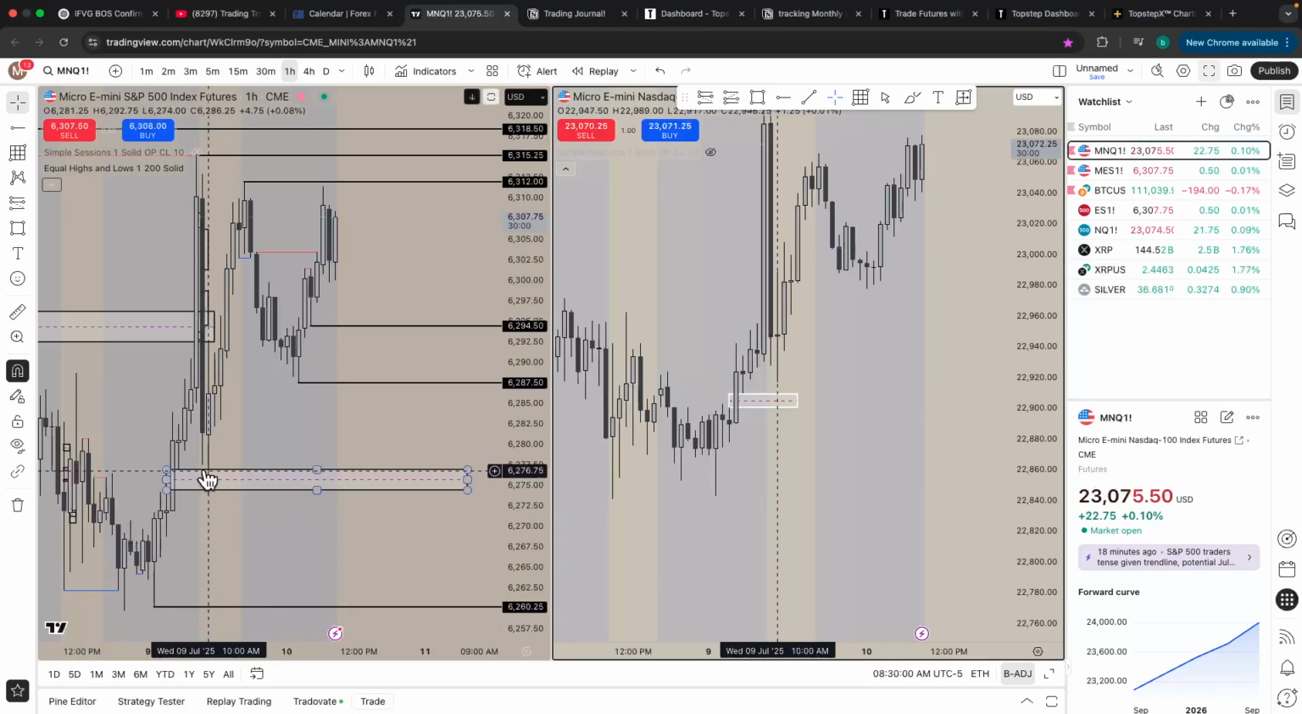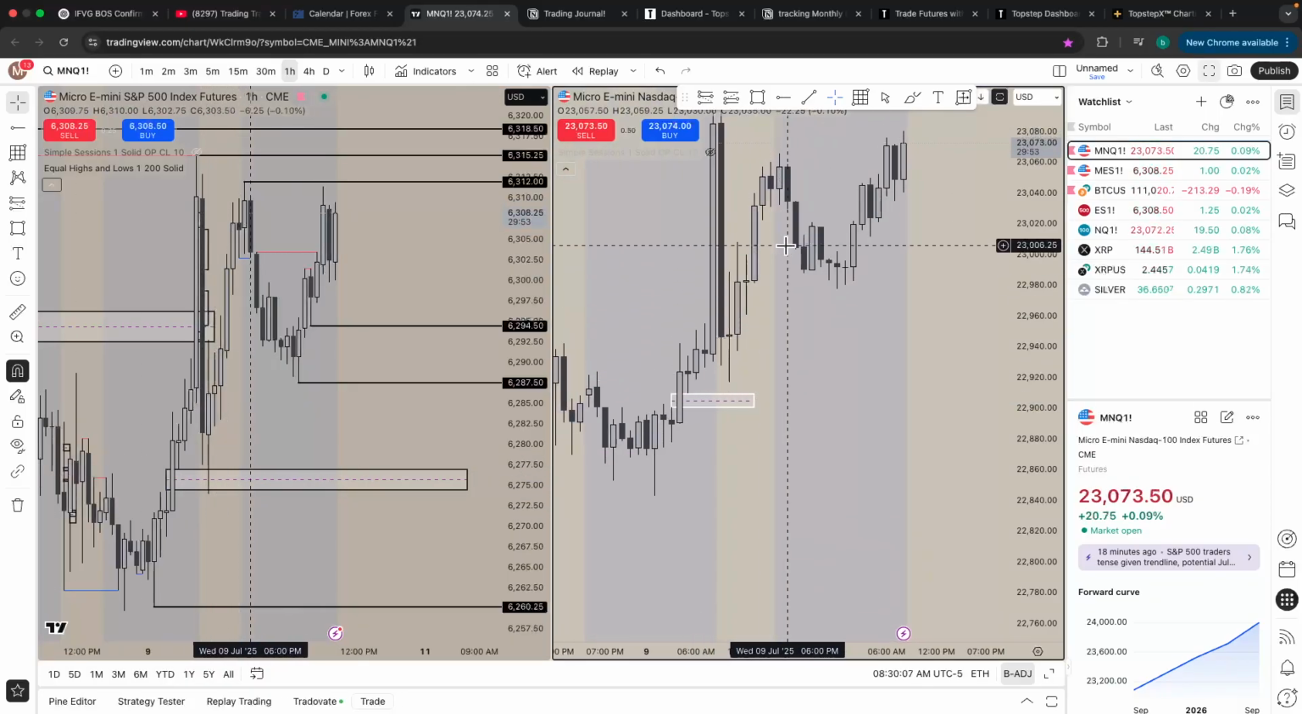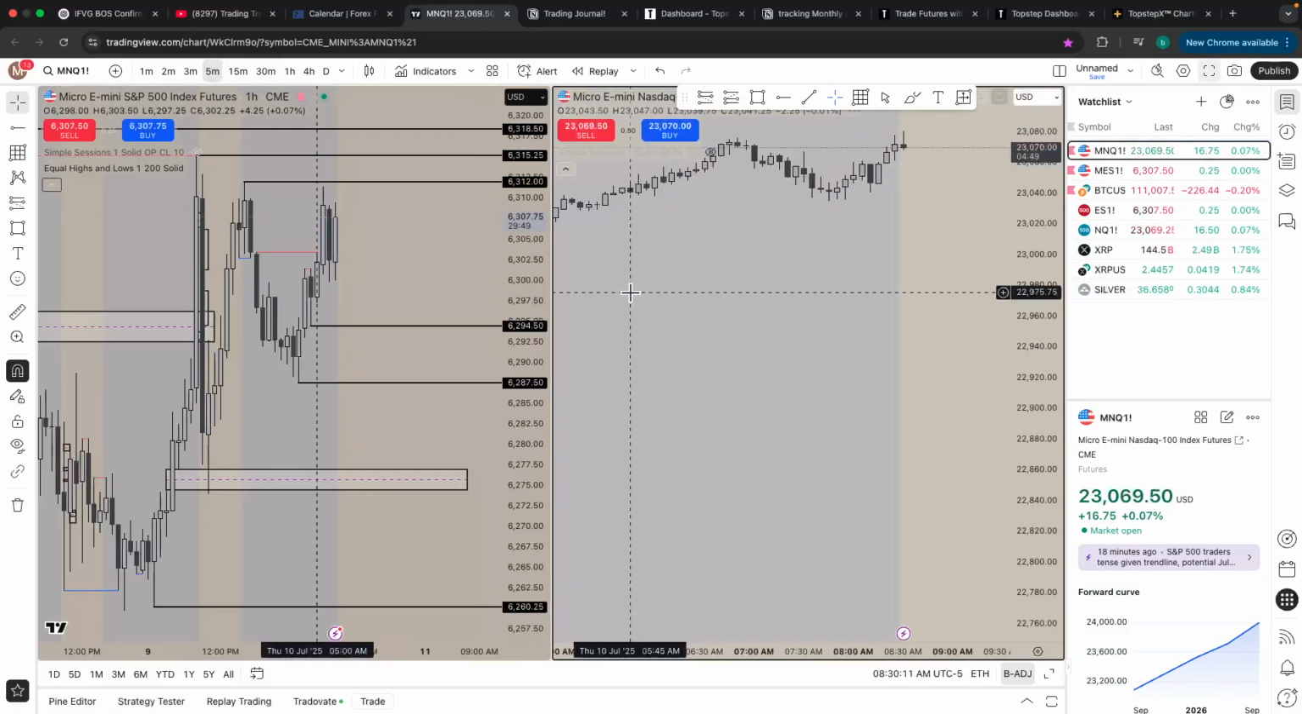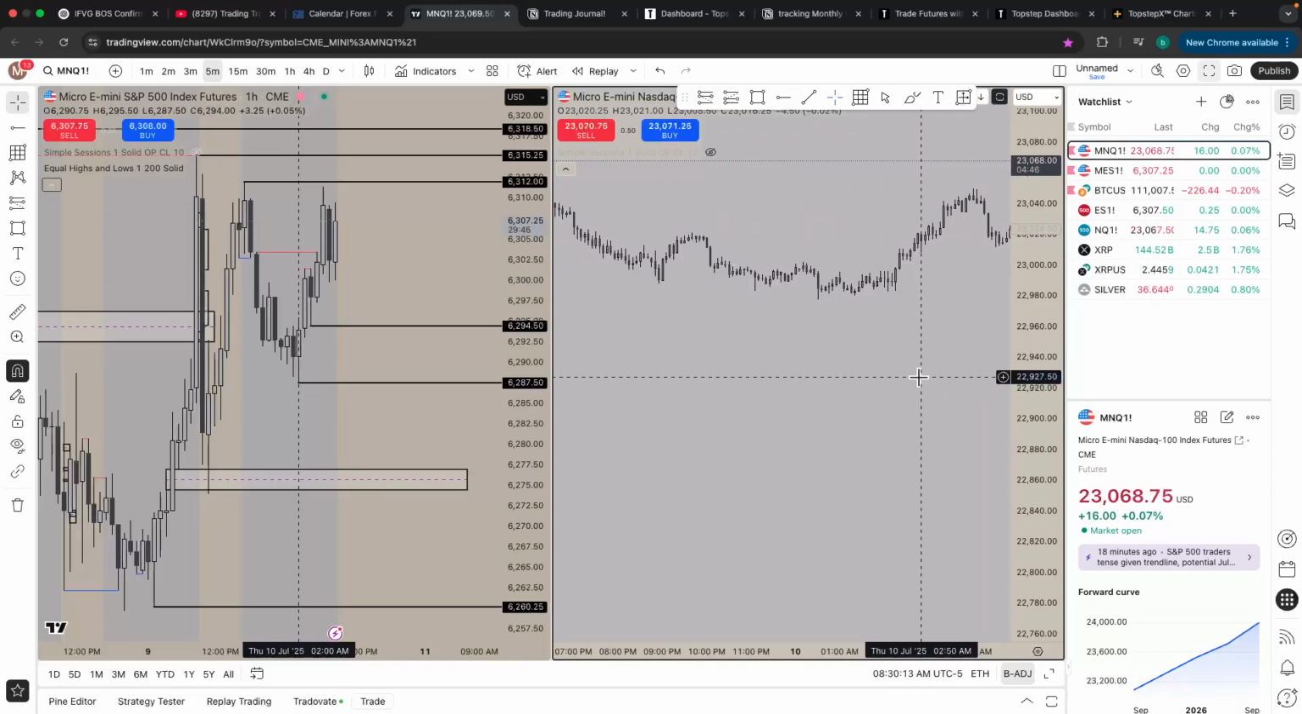Because on here, on ES, we went lower. We took out that fair value gap. But on NQ, we did not. Then NQ probably gave us a look. If we look at 10 a.m., we go to 5 minute. Let's just look here.